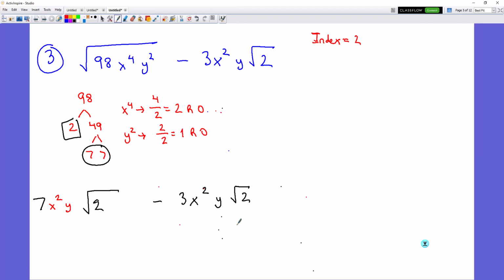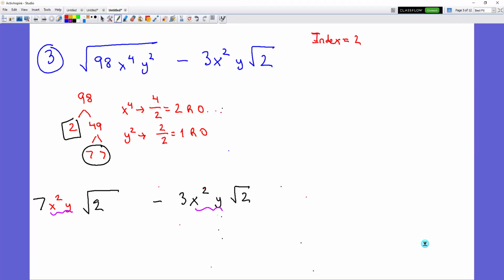So that means potentially we could combine like terms, but we could further confirm that we can combine like terms because on the outside of both of these terms, we have an x squared y. Okay, they're both x squared y. And since they're both x squared y, that means that these are both like terms. And so basically what we're going to do at this point is just take the 7 and subtract 3, because they both end with x squared y square root of 2. They both end the same way.